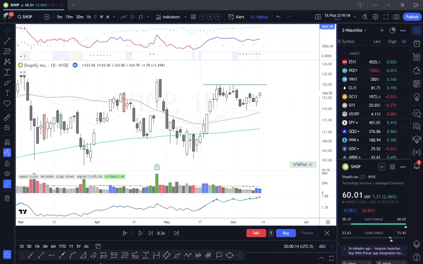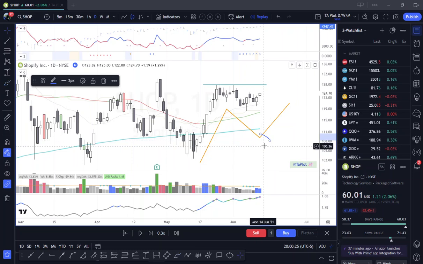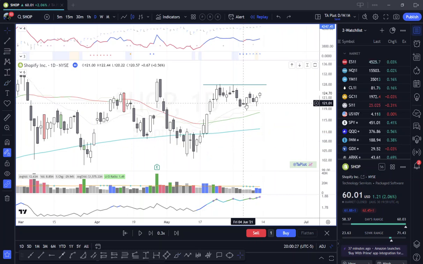This is a pullback buy. You go up, down, then back up, and then you buy it here. Okay. I did not buy this one.